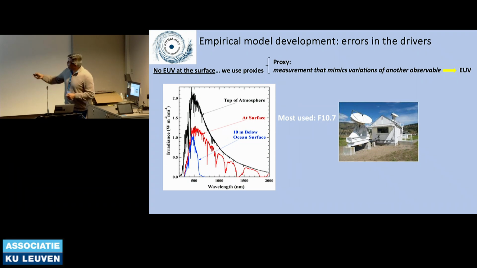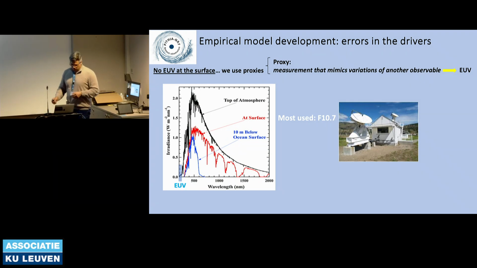So of course, in the past, sunspot number and then F10.7 were selected to represent this variability simply because here at the surface of the Earth, we cannot measure EUV. So F10.7 was used as something measured from the ground that has high correlation with actual EUV.